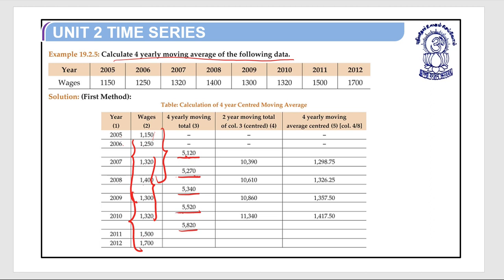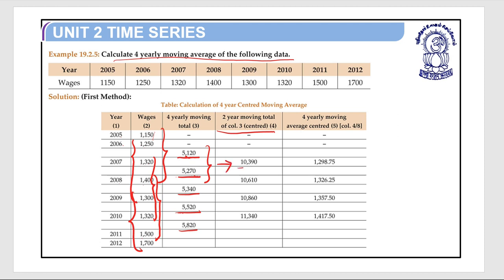For 5520 it is 1400, 1300, 1320 and 1500. Okay. So 2-year moving total of column 3 centered: 5120 plus 5270.